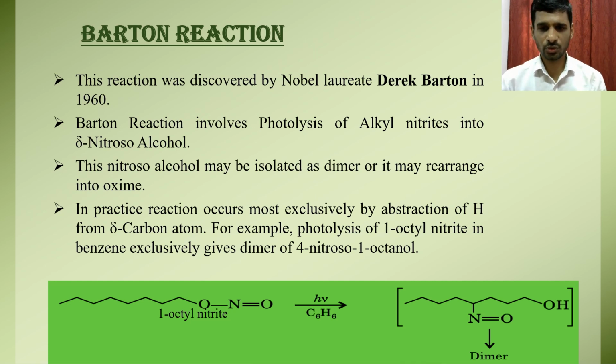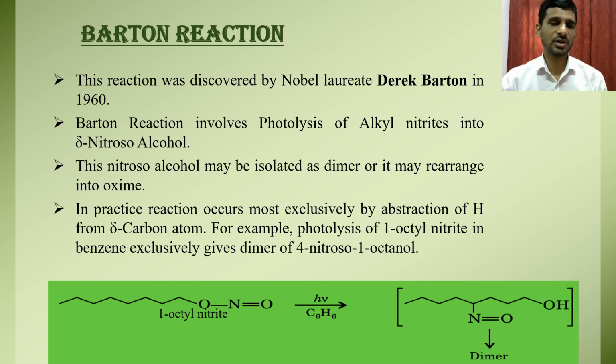An example is shown over here. Photolysis of 1-octyl nitrite in benzene exclusively gives the dimer of 4-nitroso 1-octanol. Now you can see a carbon chain over here in a zigzag manner. Let's count the number of carbon atoms: 1, 2, 3, 4, 5, 6, 7, 8. So this is 1-octyl nitrite, with the nitrite group.